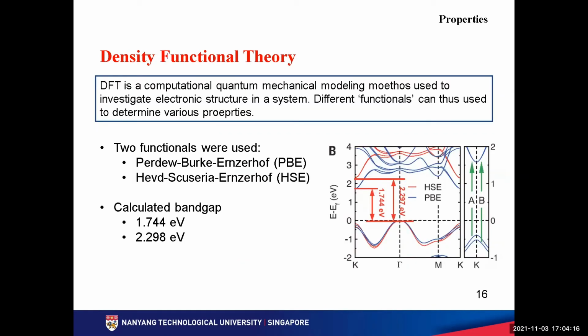Density functional theory is a computational modeling technique used to calculate the electronic band structure of MoSi2N4. In this article, two functionals were used, which are PBE and HSE. It shows that MoSi2N4 has an indirect band gap of 1.744 and 2.297 eV based on the calculated PBE and HSE respectively.